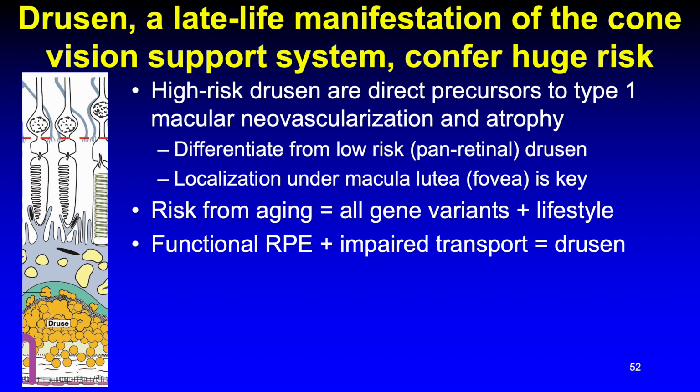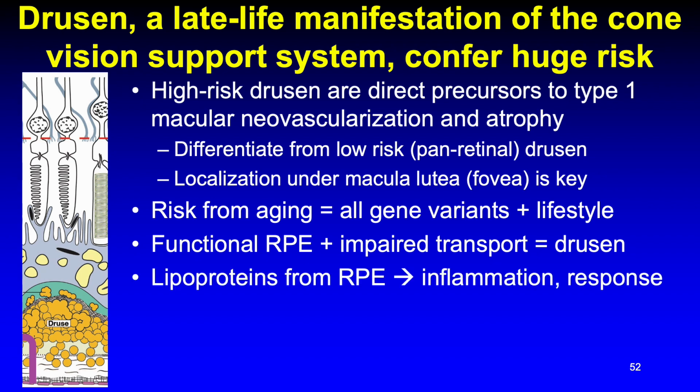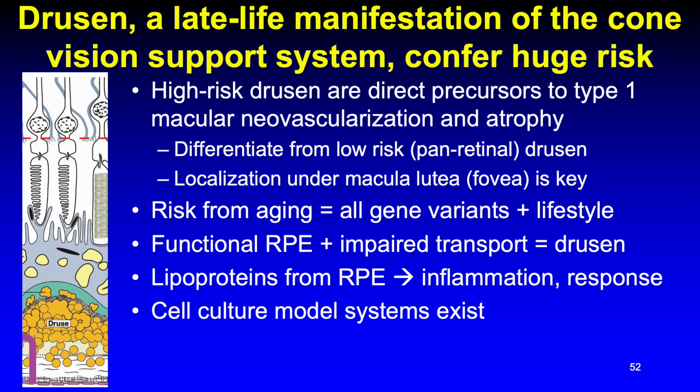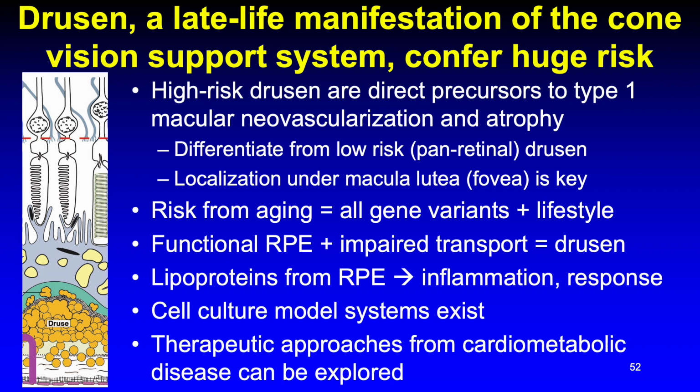We can think about this as functional RPE and impaired transport together make drusen. Lipoproteins from the RPE could be a source of inflammation to which cells in the neighborhood respond. Cell culture model systems exist, and therapeutic approaches from cardiometabolic disease can be explored for AMD.